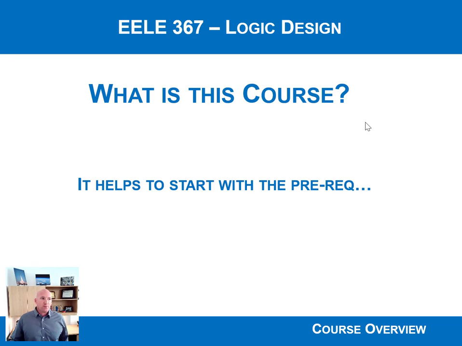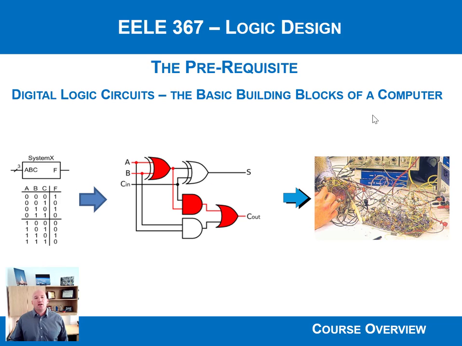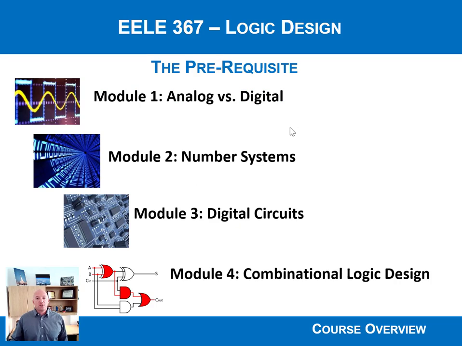It starts with the prereq. This is a continuation of EELE 261, which is Introduction to Logic Circuits. So this was the whole truth table, Karnaugh maps, state machine thing that you should have taken. If you didn't take 261 at Montana State, you should have taken one at a different school, but you need to know the following material.